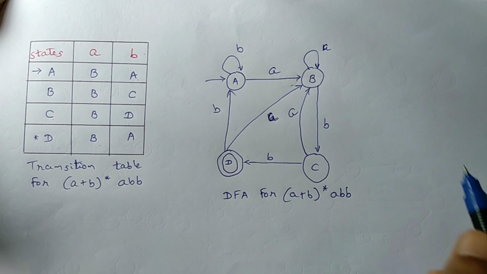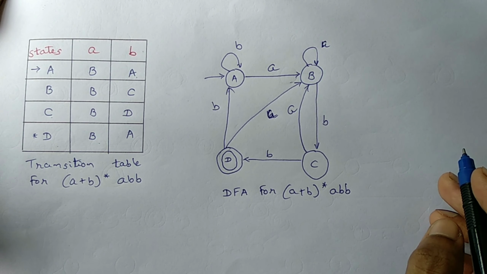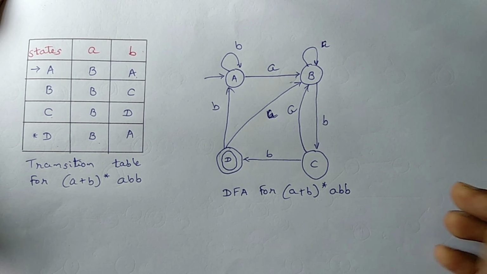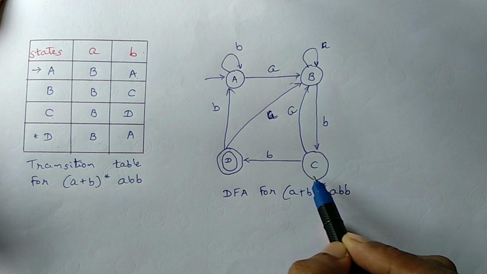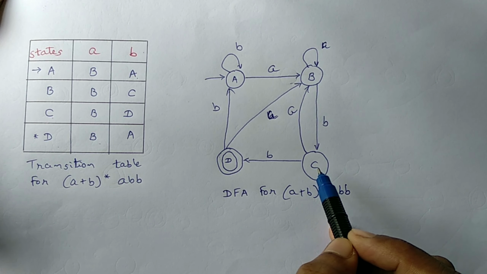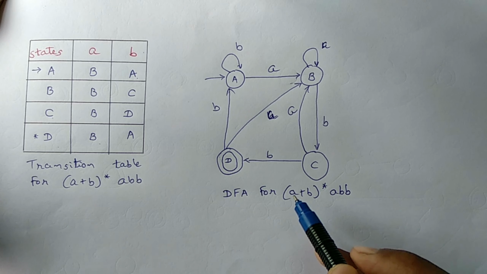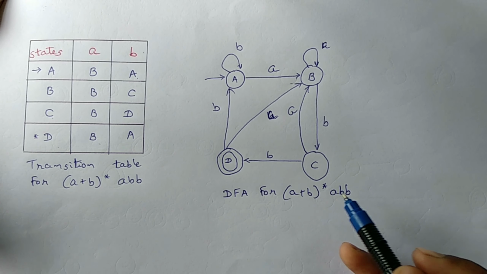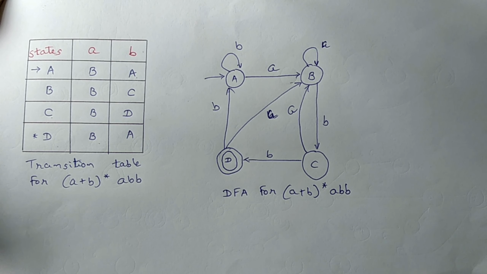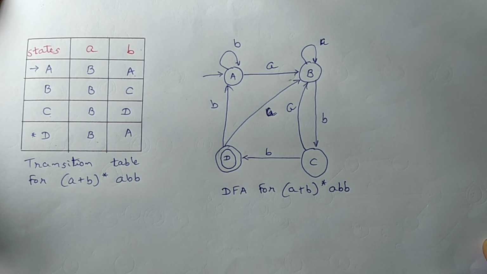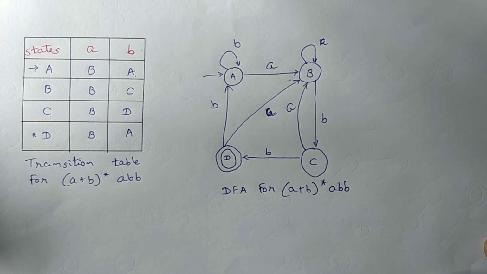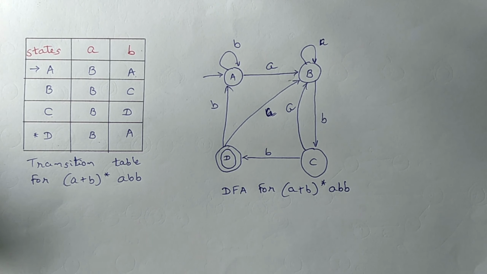If your string is B, A, B, then BAB is not your final state. So BAB is not a valid string for this automaton. So now you can check which strings are valid for this automaton for any occurrences of (A or B)* ABB. Thank you.